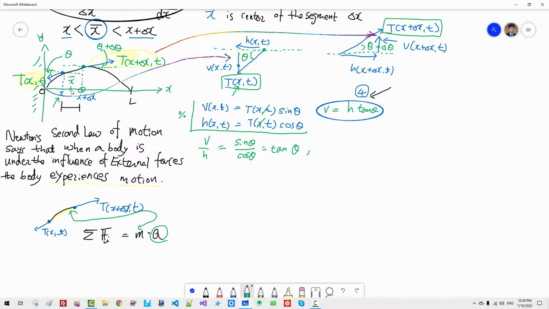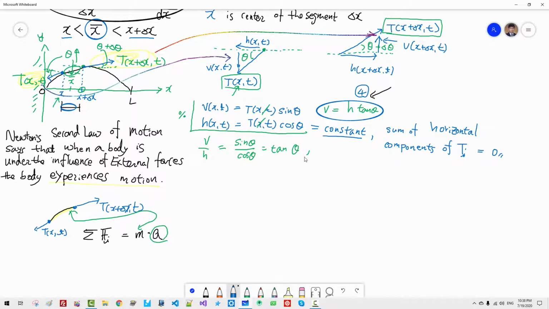Please observe that this segment moves up or down, but it does not move horizontally. This segment does not move horizontally. That means H(x, t) is constant. Also, the sum of horizontal components of T is 0 because this segment does not move horizontally.